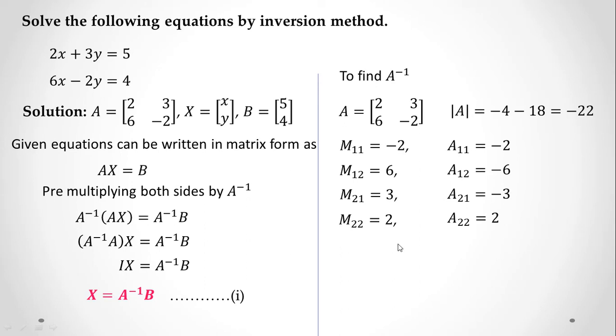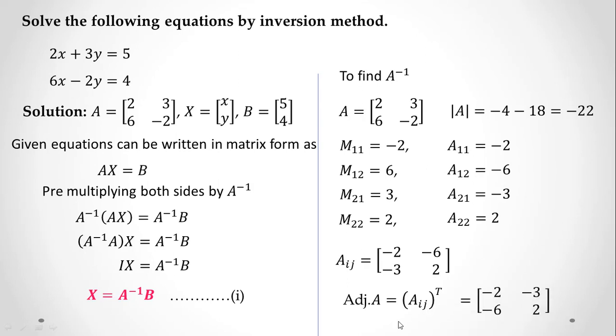Now to get the inverse of a matrix by the adjoint method, first of all we have to write the matrix of cofactors. So Aij is the matrix of cofactors. It is written like this: minus 2, minus 6, then minus 3, 2. What is the meaning of adjoint of A? We know that adjoint of A is the transpose of this cofactors matrix, and hence just by taking the transpose we get the adjoint of the matrix.